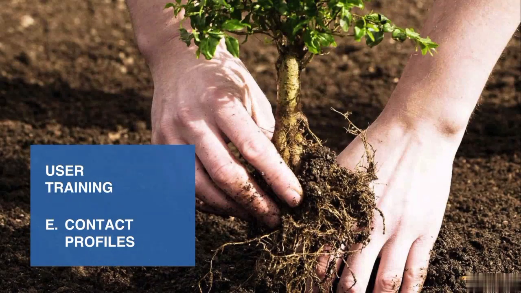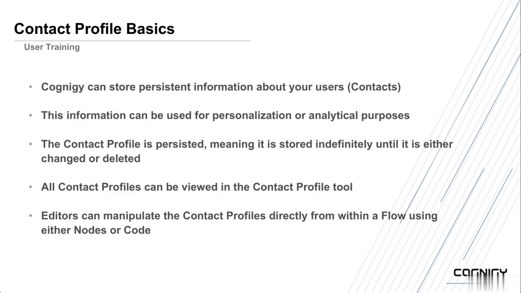Contact profiles. Cognigy can store persistent information about your users. This information can be used for personalization or analytical purposes. The contact profile is persisted, meaning it is stored indefinitely until it is either changed or deleted. All contact profiles can be viewed in the Contact Profile tool. Editors can manipulate contact profiles directly from within a flow using either nodes or code.